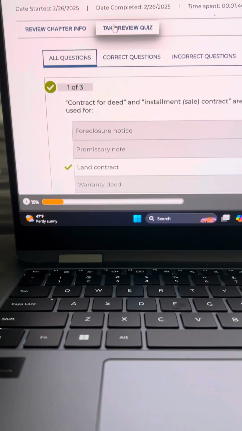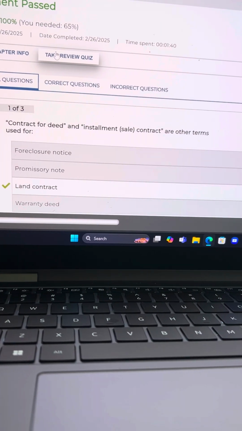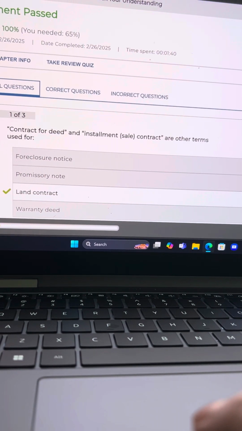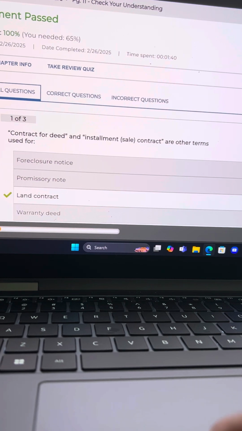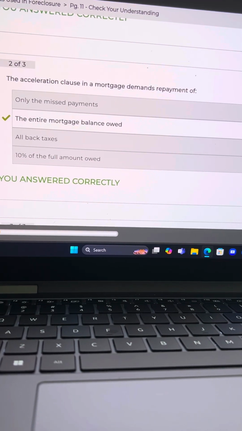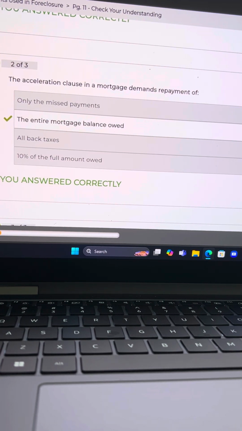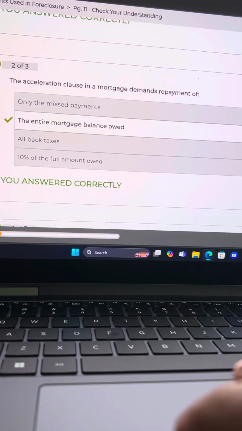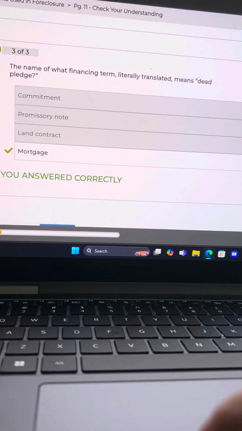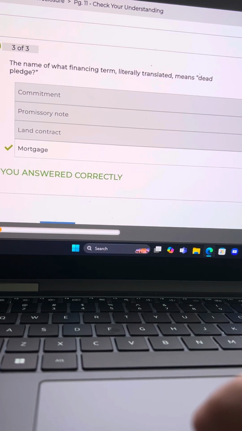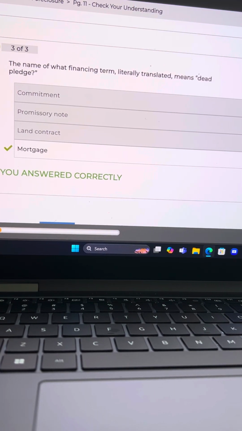Assessment completed. Finish. You passed. You got 100%. So remember, contract for deed and installment sale contract are other terms used for land contract, and you said land contract, and that was correct. The acceleration clause in a mortgage demands repayment of the entire mortgage balance owed. That was correct. The name of what financing term literally means dead pledge? You said mortgage, and that was correct. Continue.